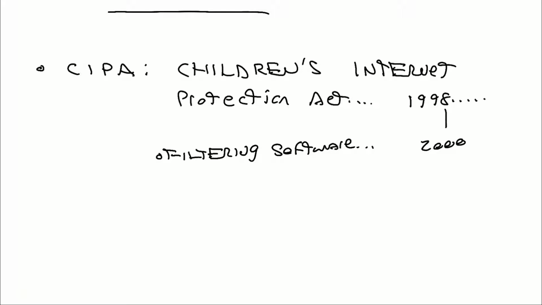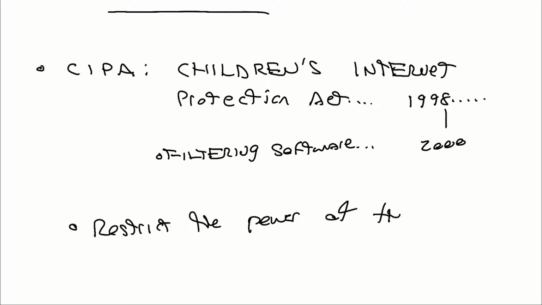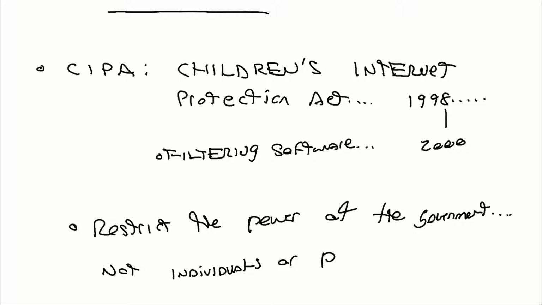And it's very important to say this as well. The restrictions that the First Amendment puts on freedom of speech is on the government. So it restricts the power of the government, okay? That's very, very important to make a point of. That it's restricting the power of the government. It is not restricting individuals or private businesses.